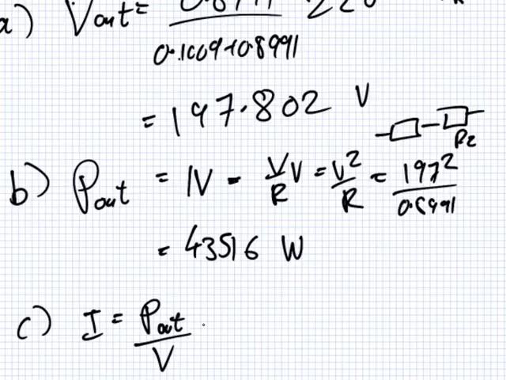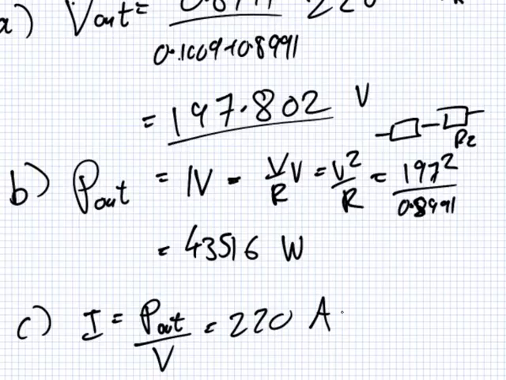Why the power... Is that not it? 197 squared over 0.8991? No? Oh, sorry. No, it is. Yeah, it's not 43164. I don't know. I used 197.802. I just wrote 197 here. I used all of this. Ah. Yeah. What's the next part?